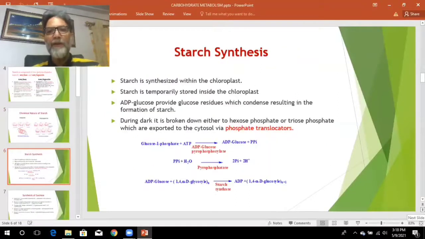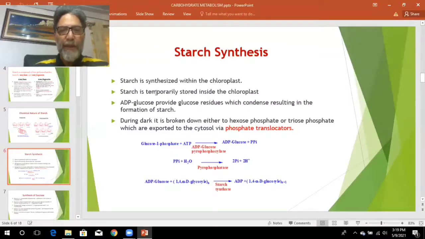Coming to the starch synthesis, let's understand where it is being synthesized. Since we know it is a photosynthetic product, it has been produced by means of photosynthesis in the leaves. So starch is synthesized within the chloroplast, no doubt about that. We have seen in carbon dioxide assimilation that starch or glucose synthesis takes place within the chloroplast, in the stroma, which is the dark reaction. Starch is synthesized within the chloroplast, and it is temporarily stored inside the chloroplast.